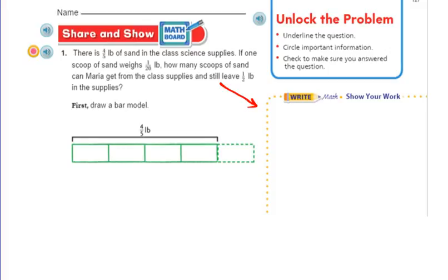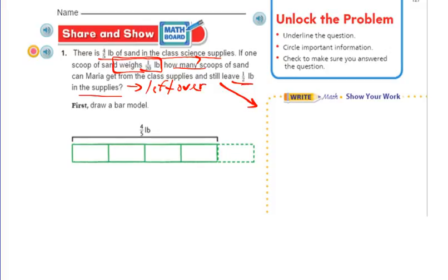All right, so here goes. There is 4/5 pound of sand in class science supplies. If 1 scoop of sand weighs 1/20th of a pound, so that's 1 scoop, how many scoops of sand can Maria get from the class supplies and still have 1/2 pound in the supplies? So that is a leftover. So that tells me that I need to perform 2 steps.